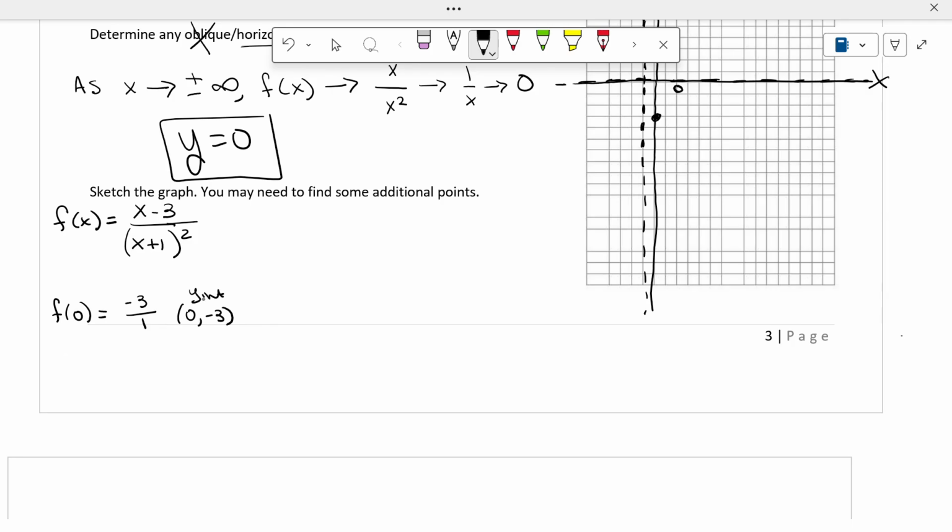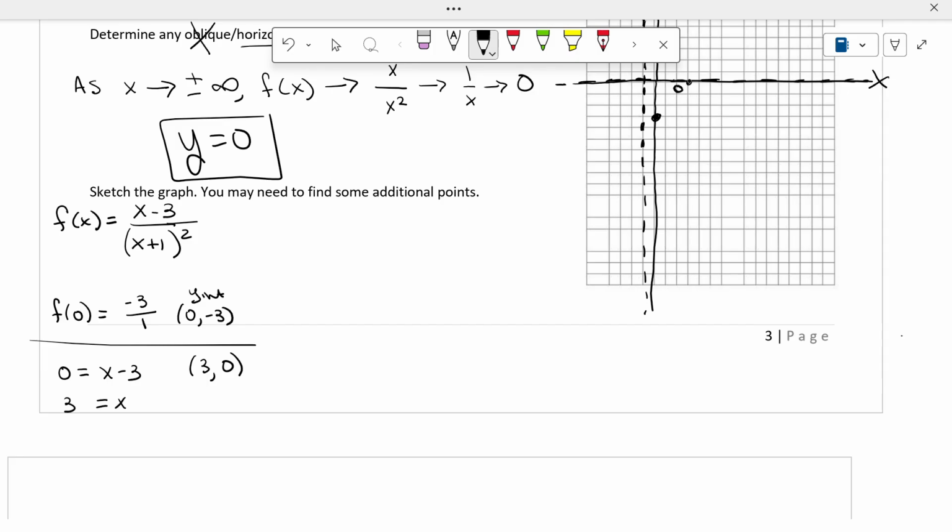If I was going to go after the x-intercepts, I would set it equal to 0. And when do fractions equal 0? When the top equals 0. So this happens when x is 3. So 3 out comes a 0. 1, 2, 3. So that's here. Okay. All right. So there's no other x-intercepts.